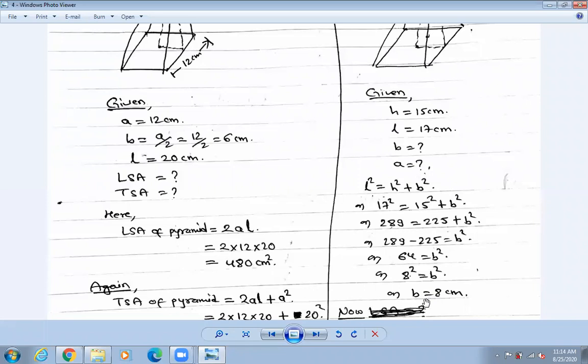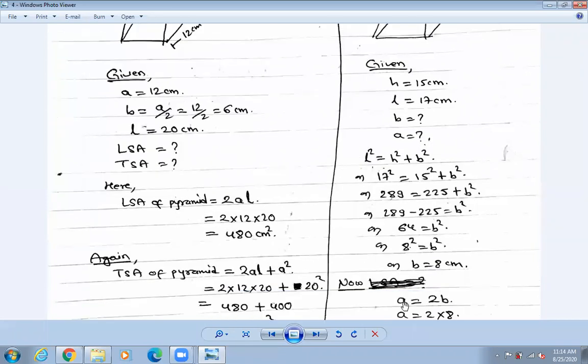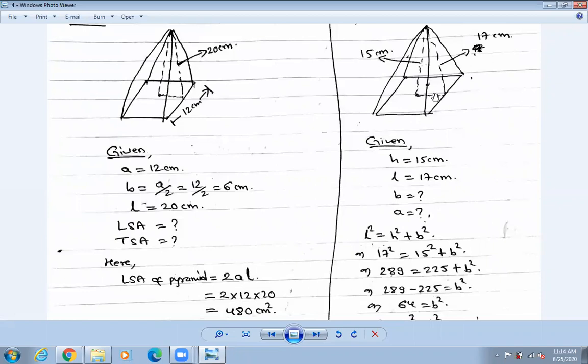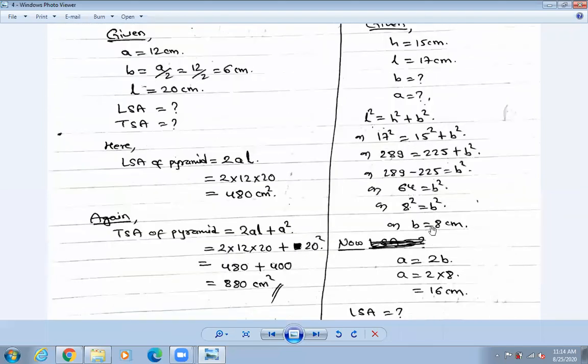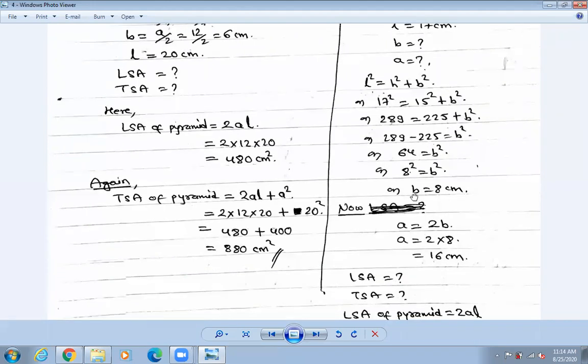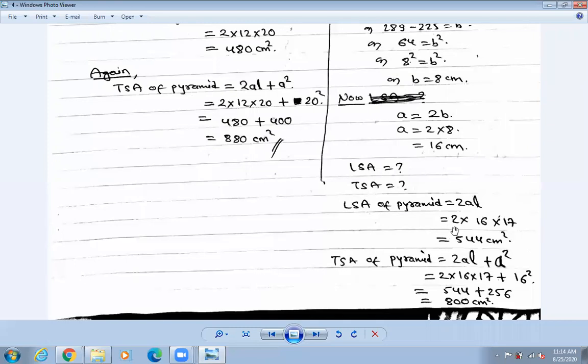B चाहिने, I'm like 8 चाहिने. So A is going to be the double of B. I mean to say, if this B is 8 centimeter, then A is double of B. So A is going to be double of B. So 2 into B, 2 into 8, it's going to be 16 centimeter. We got the value of A also. We got the value of L also. Now we just need to use the formula and put the value, and we'll get the answer.